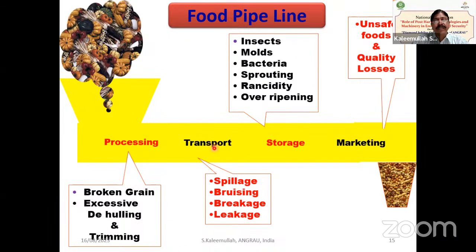Similarly, in the case of transportation also, if the transport material, the truck, is not good, in such cases what will happen? There is a chance of spillage, bruising, breakage, and leakage. And the other one is the storage aspect. If you do not have a proper storage structure, there is every chance of insects, molds, bacteria, sprouting, rancidity, and over-ripening taking place. And finally, we will get only unsafe food, and there will be quality losses.